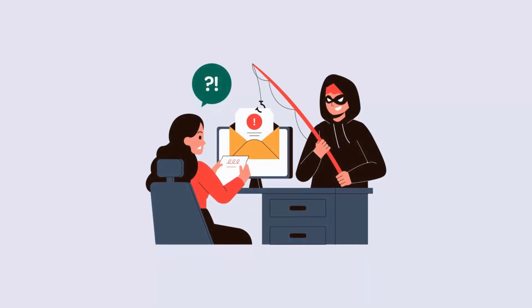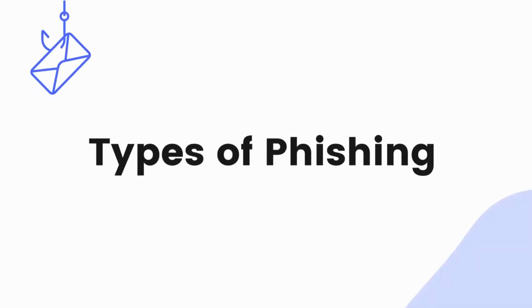Phishing is a cybercrime where attackers impersonate trusted entities like banks, businesses, or even friends to deceive individuals into divulging passwords, credit card numbers, or personal details. Phishing manifests in various forms, each with its deceptive tactics.